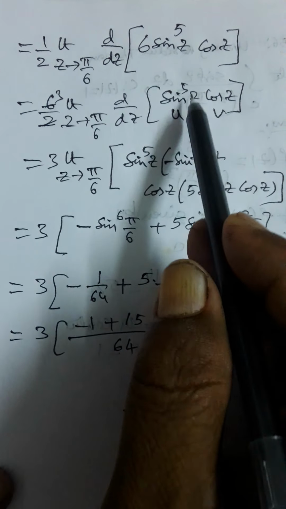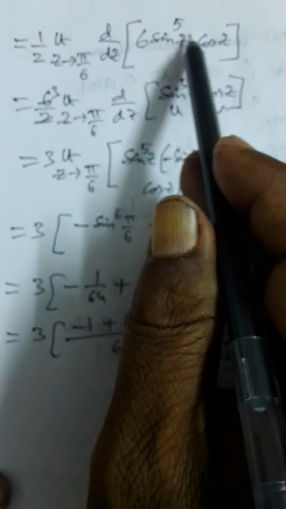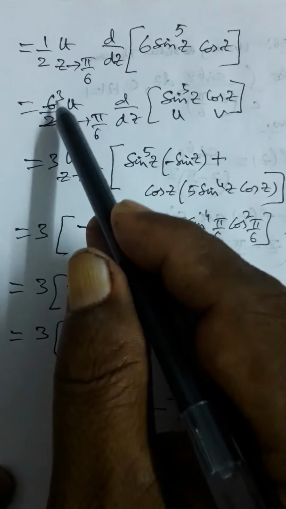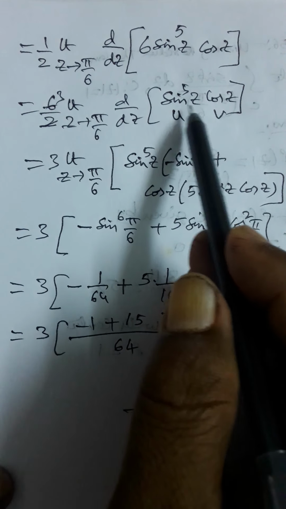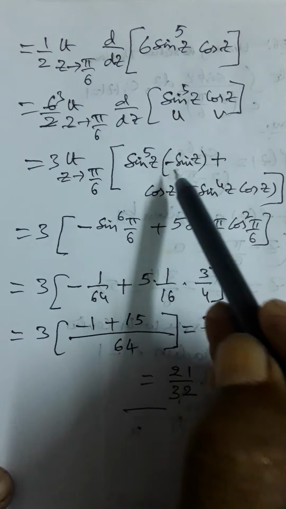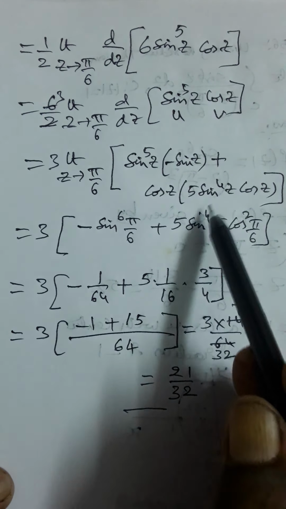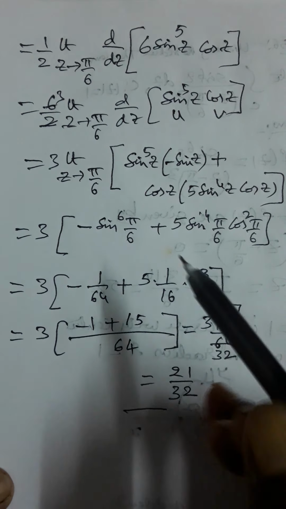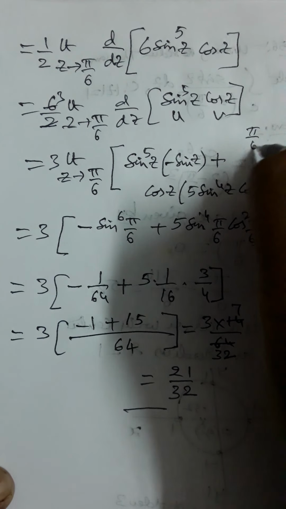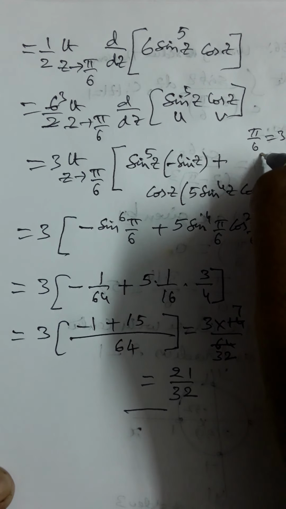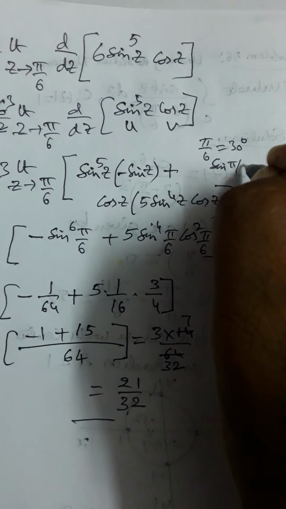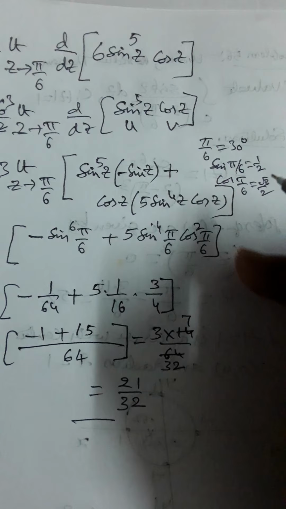Apply the UV formula here: 6 sin to the power of 5 z into derivative of sin z, cos z. So 6 by 2, 3 times, z tends to pi by 6. The UV formula is u into v derivative plus v into u derivative. Put z is equal to pi by 6. Pi by 6 means 30 degrees. So sin pi by 6 is 1 by 2 and cos pi by 6 is root 3 by 2.